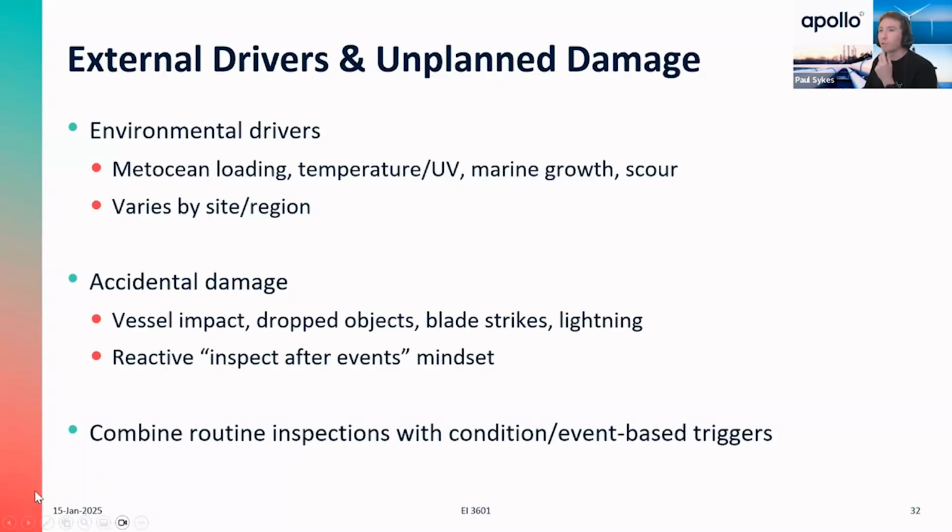Then we've also highlighted potential accidental and unplanned damage. While these are generally low frequency events, they can have high consequences if they affect critical components. So these events typically should trigger reactive targeted inspections rather than waiting for the next scheduled campaign. This slide was about trying to include both predictable and unplanned damage events within your integrity management. Next slide, please.